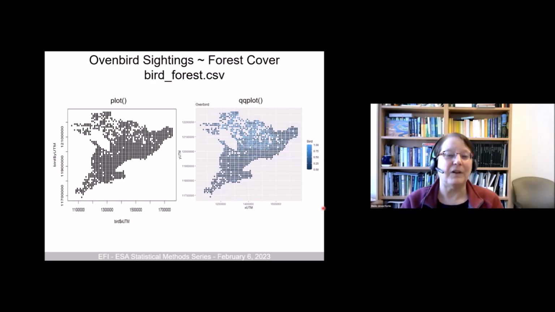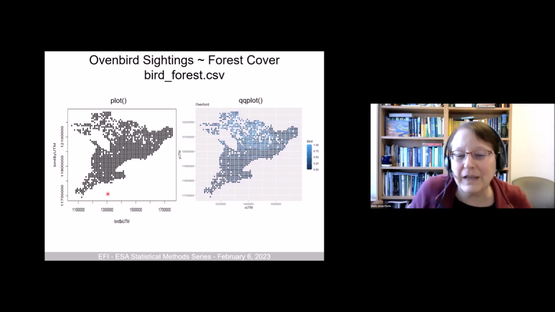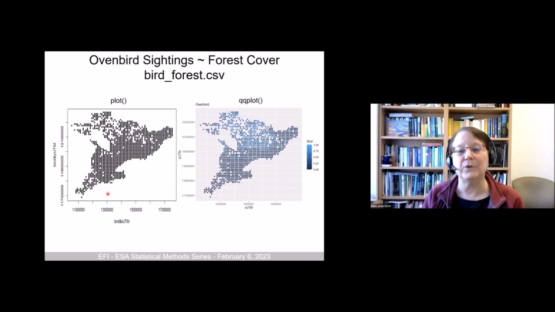But if you just do a plot, this is just to show you the same data set that you're going to have of the ovenbird and forest.